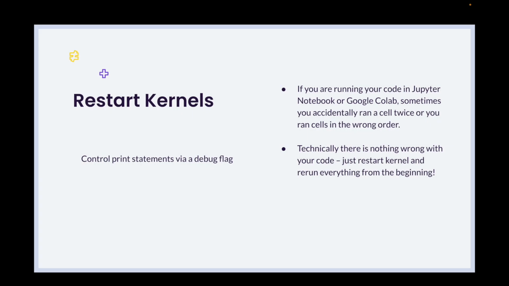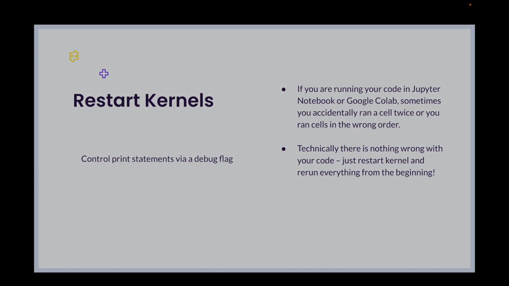More often than not, you'll realize that you ran some cells by mistake. It's hard to keep track, there are too many things happening, and you're still trying to debug and make it work. So sometimes when you mess up your cell running order, your code is completely fine, there's nothing wrong with your code. You can just restart your kernel and rerun everything from the beginning. So yeah, these are some good practices that you can use.